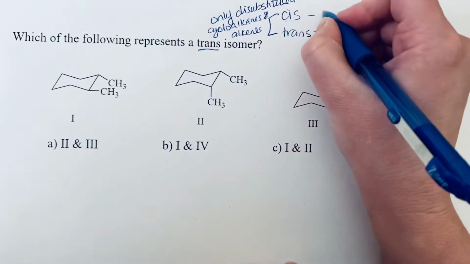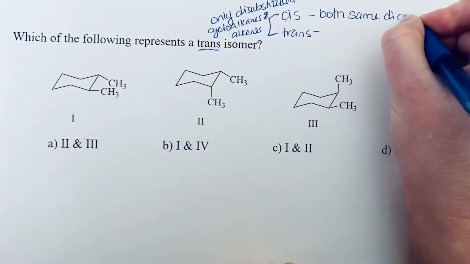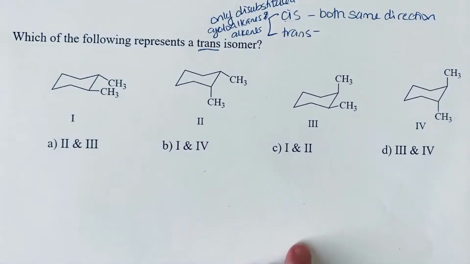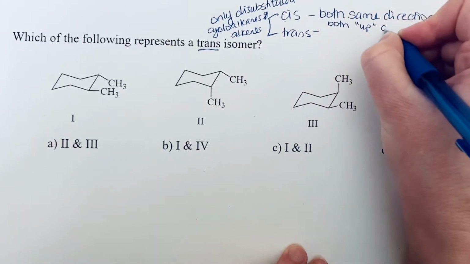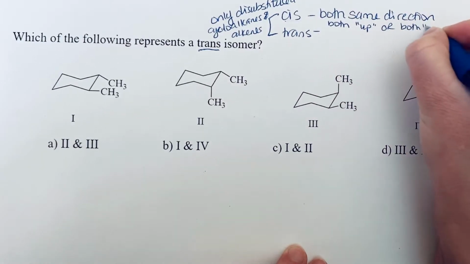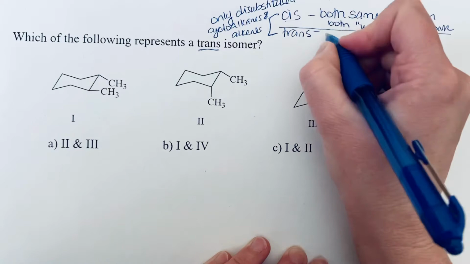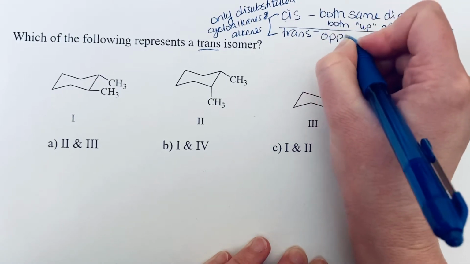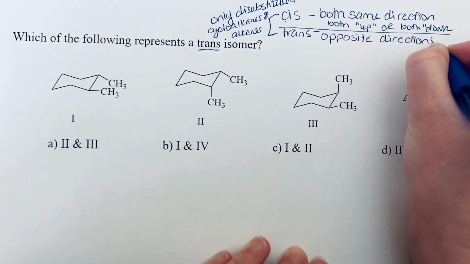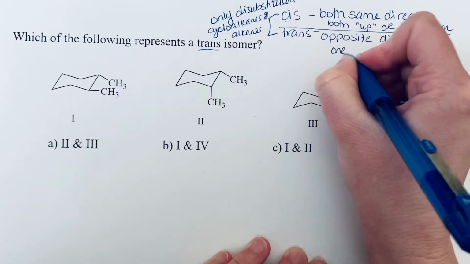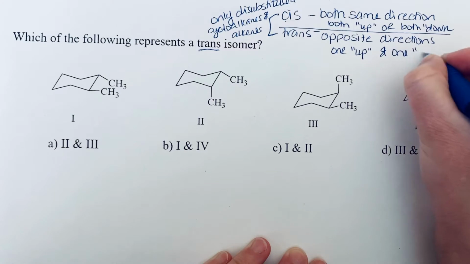So cis means both in the same direction. So that means that both of your substituents are either pointing up, so either both up or both down. And so that's what cis means. Trans means that they are pointing in opposite directions. So that would mean that one substituent is pointing up and one is pointing down.